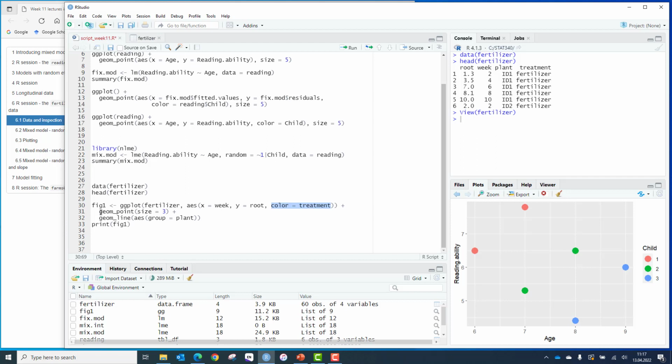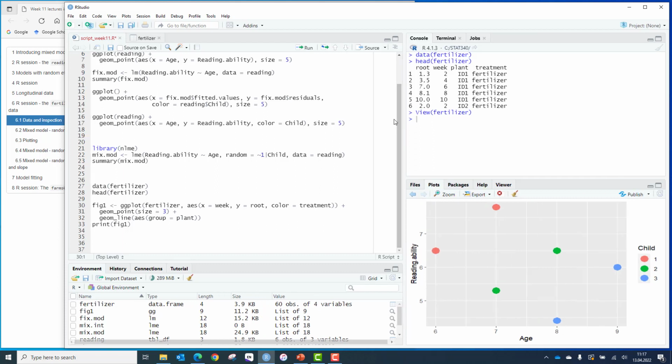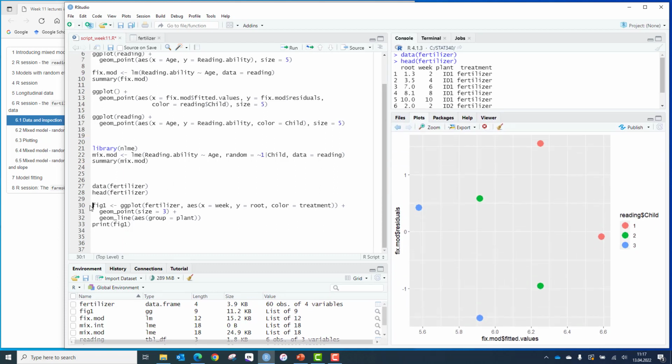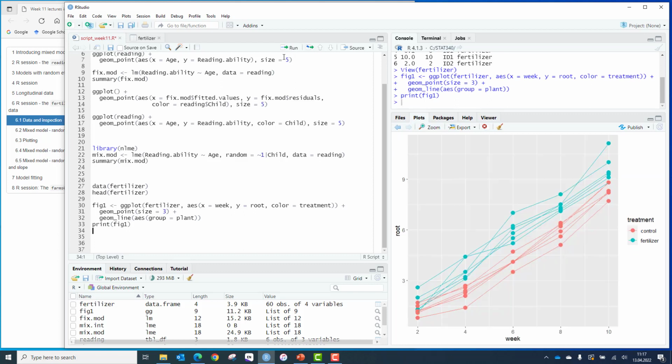Well, we plot each data measurement as a point, of course. We always do that. But in addition, I add some lines, and here I use the plant. I group the observations by plant such that we draw a line between all the measurements from the same plant. The same level of this factor will now have lines between them. And this is a nice way of displaying longitudinal data. Let me show you. So I run this here and this here.